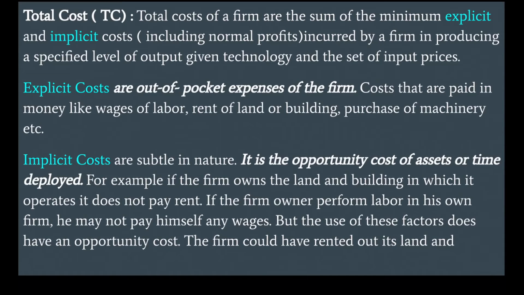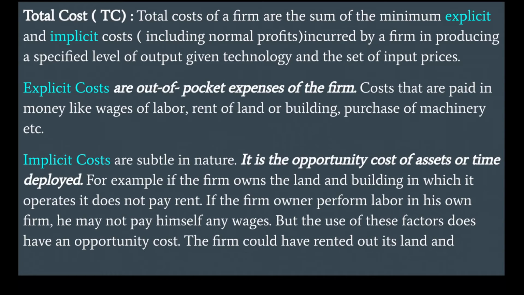Total costs. The total cost of a firm is the sum of minimum explicit and implicit costs, including normal profits, incurred by a firm in producing a specified level of output given technology and a set of input prices. Explicit costs are out-of-pocket expenses of the firm, costs that are paid in money, like wages of labor, rent of land or building, purchase of machinery, etc. Implicit cost is subtle in nature. It is the opportunity cost of assets or time deployed.